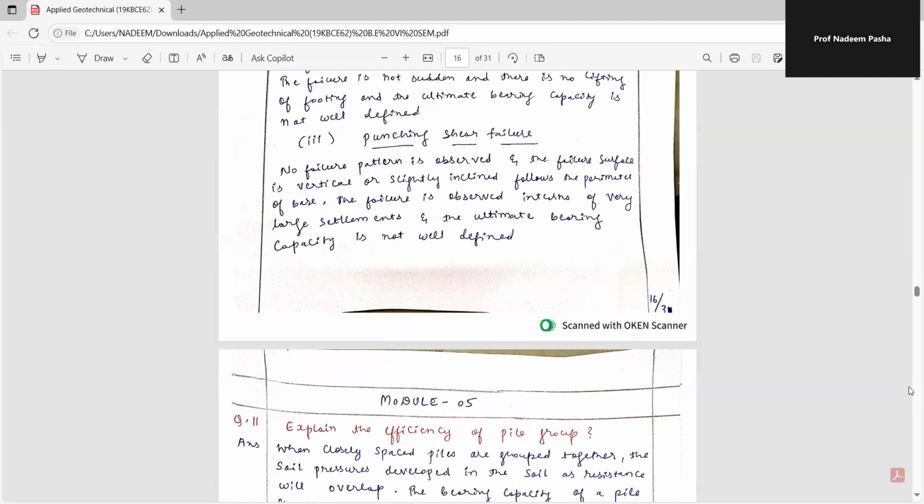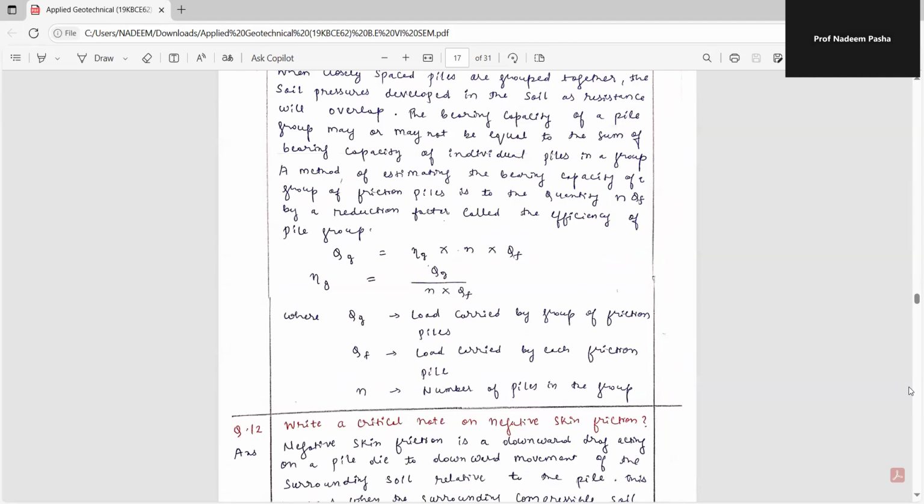Explain efficiency of pile group. When closely spaced piles are grouped together, the soil pressures developed in the soil as resistance will overlap. The bearing capacity of a pile group may or may not be equal to the sum of the bearing capacities of individual piles in the group. A method of estimating the bearing capacity of a pile group uses a reduction factor called the efficiency of the pile group.